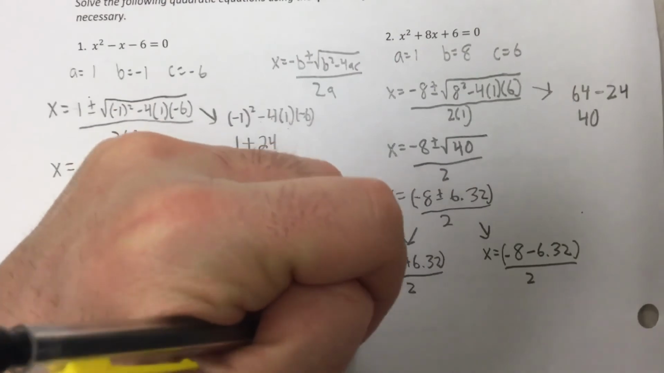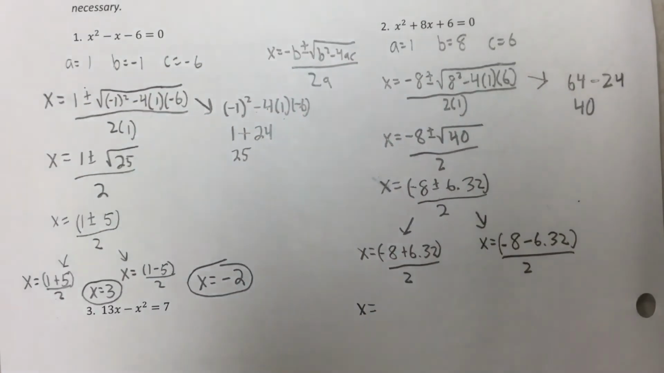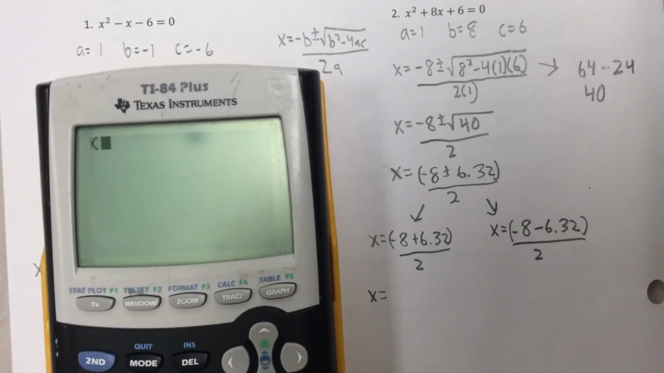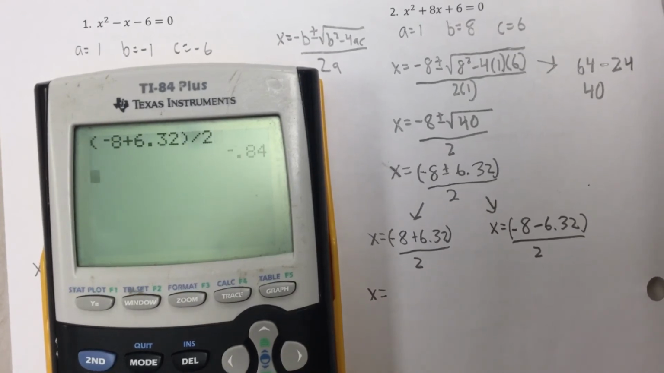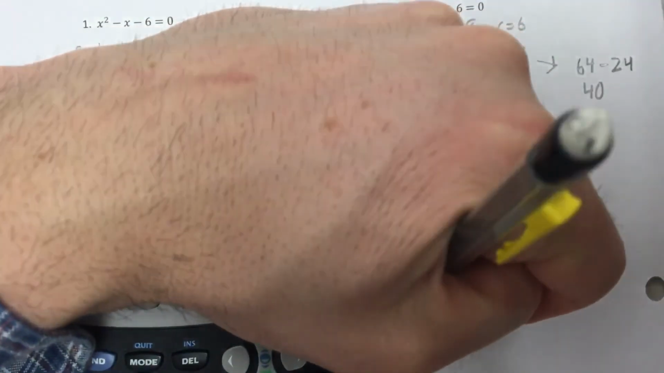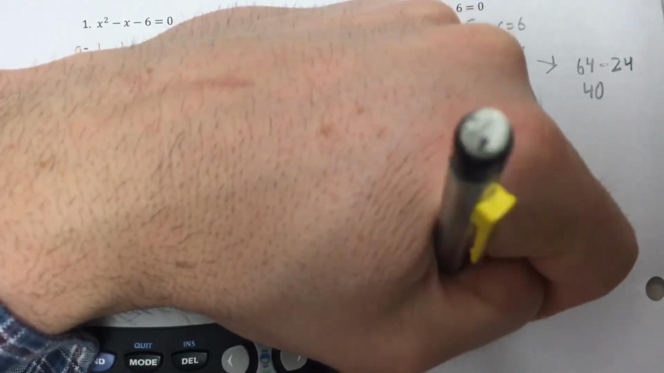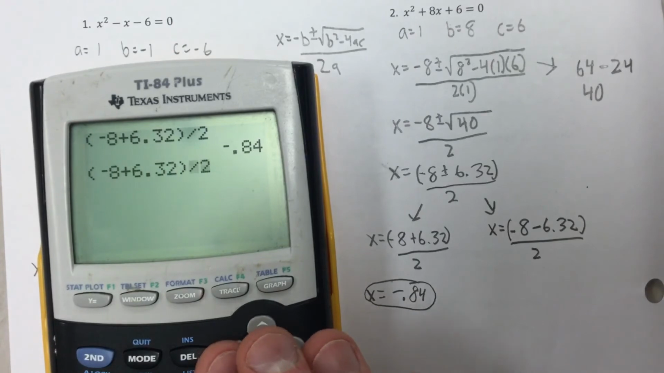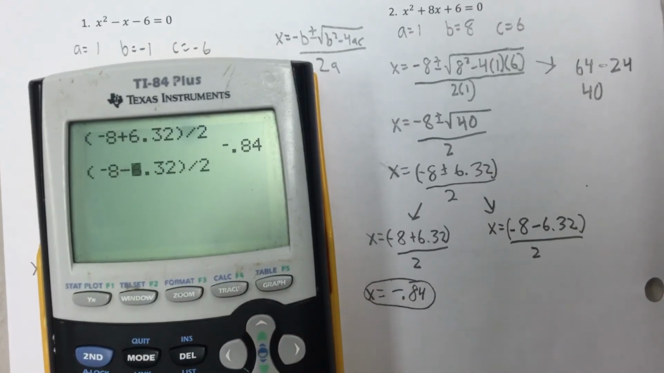So if you type it in exactly how I have it written, you can type it in your calculator now. So in parentheses, negative 8 plus 6.32 divided by 2. So negative 0.84 is one answer. And then I would have the same problem, but just a minus 6.32 now. And that would give me negative 7.16.